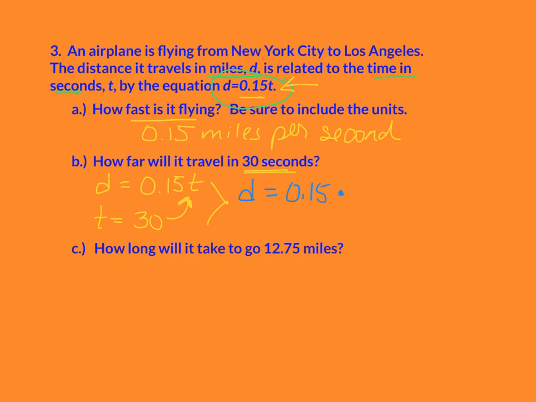0.15 times, can't just write the 30, a number next to a variable means to multiply. So 0.15 times 30. Take out your calculator and go ahead and do that. So you should have done that in your calculator, and you find out that the distance is 4.5 miles.